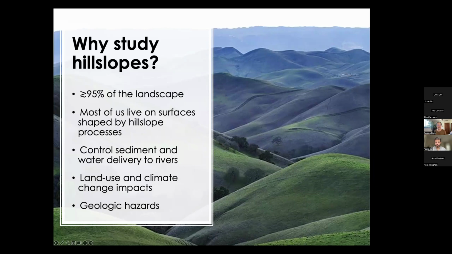Right, so hill slopes are a very large percent of the landscape that most of us live on. The processes that happen on hill slopes control sediment delivery to rivers and a lot of things downstream. There are long-term land use and climate change impacts and geologic hazards that happen on hill slopes. So we need to think about these things both in terms of our longer scale geomorphic landscape problems and more applied shorter term human problems.